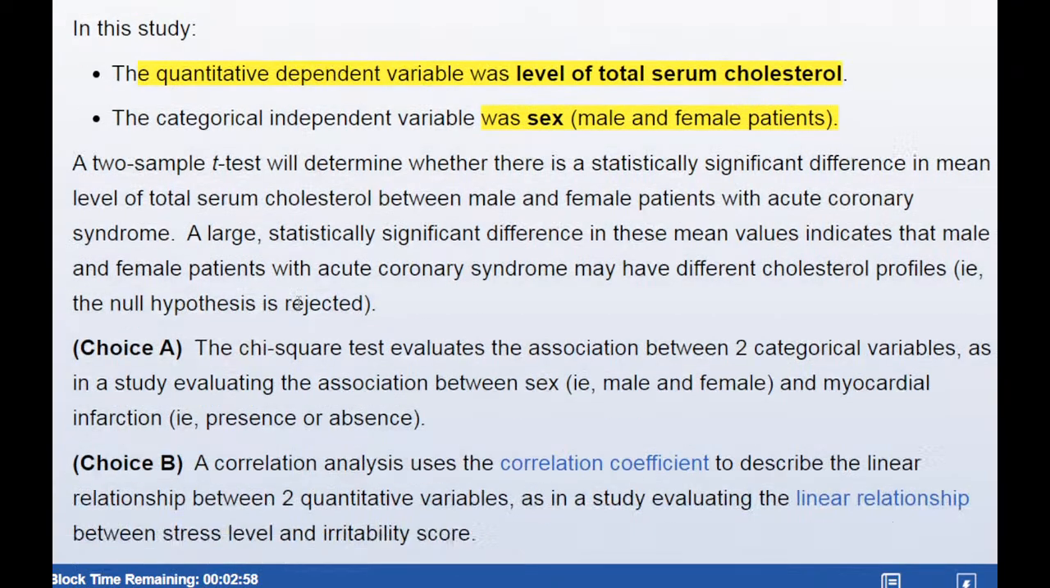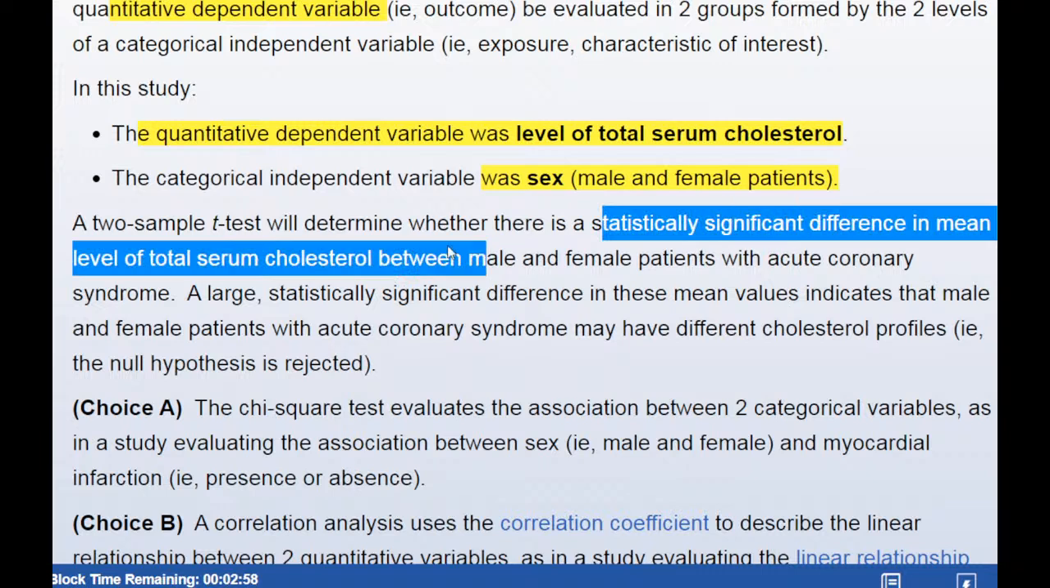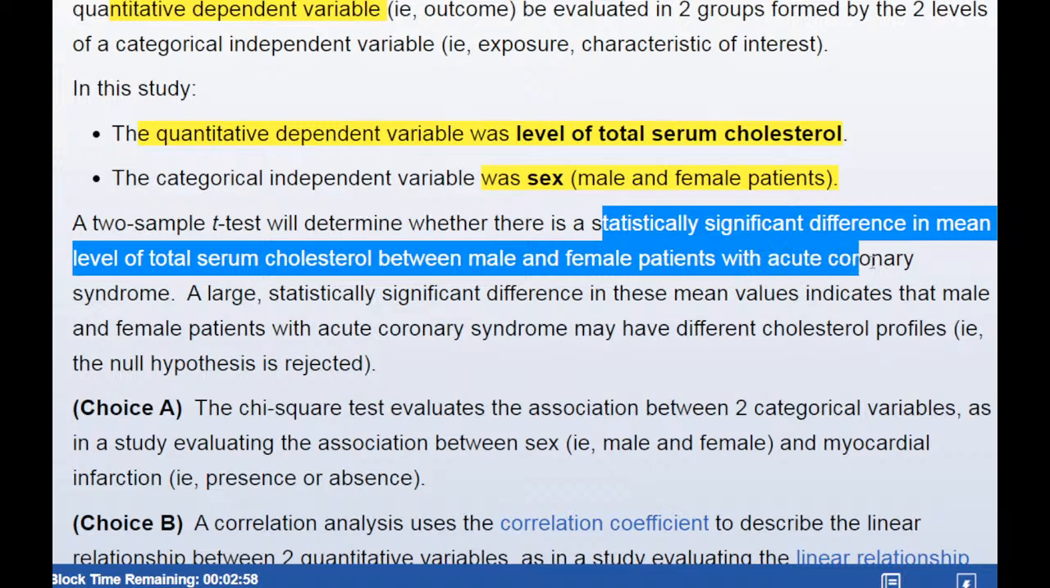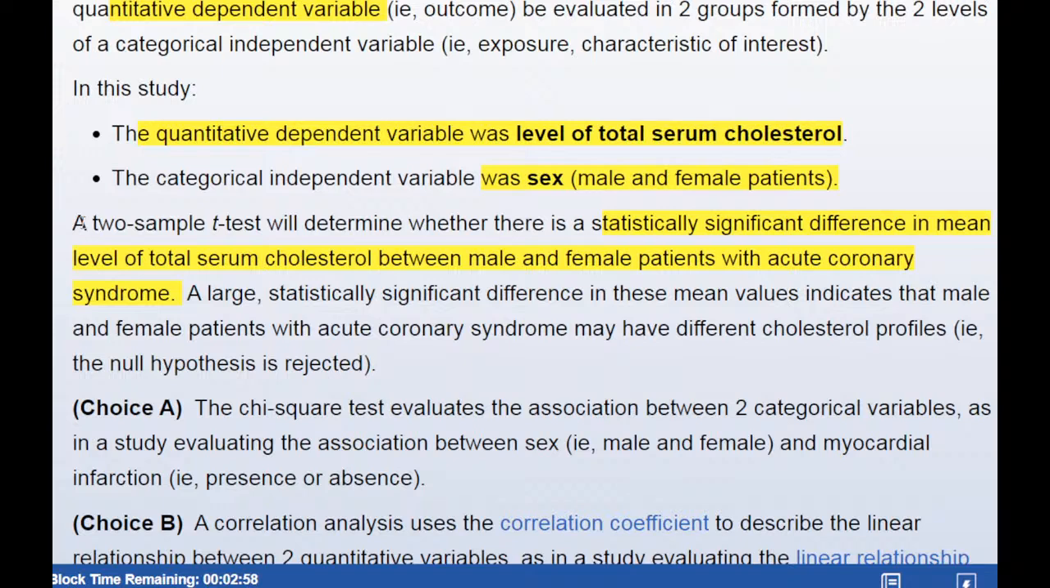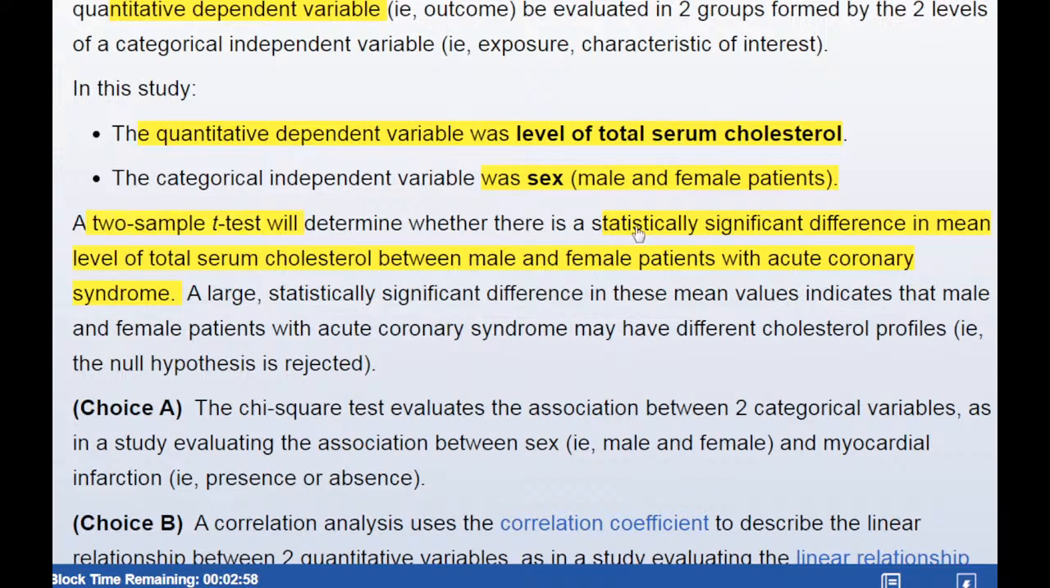Oh, we have to learn and remember that, two sample tests. So the two sample t-test will determine whether there is a statistically significant difference in mean levels of total cholesterol between male and female patients with acute coronary syndrome. Okay, let's read that again. A two sample t-test will determine whether there is a statistical significance between the mean level of total cholesterol between male and female patients with acute coronary syndrome.